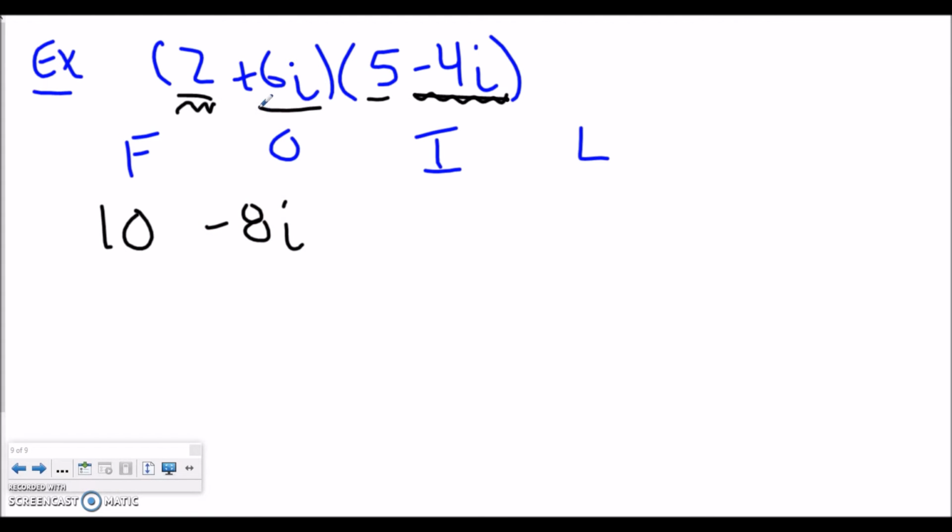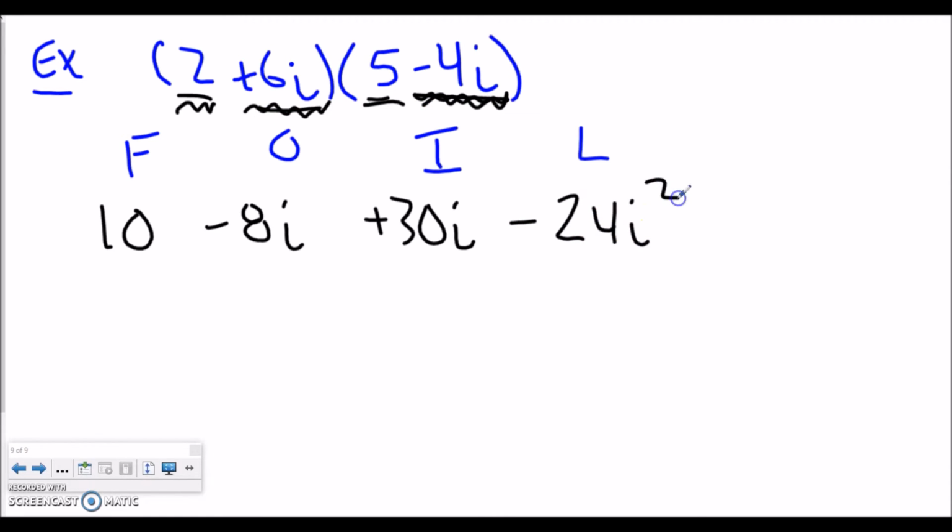Inner means 6i and 5, that's positive 30i. And 6i for the last, and negative 4i is negative 24i squared. In the middle, we get 22i, and at the end, negative or subtract 24i squared turns into positive 24.